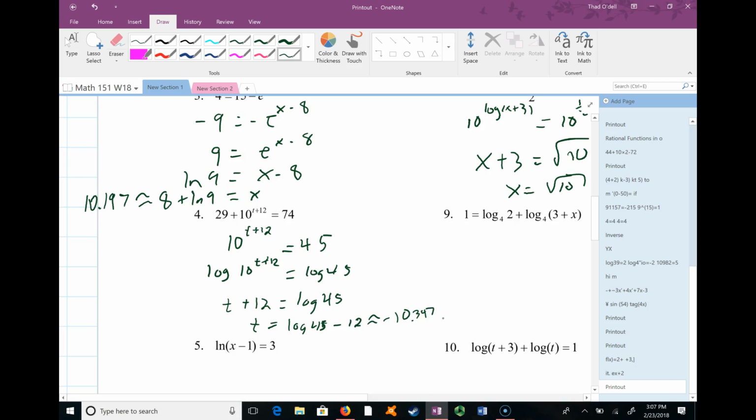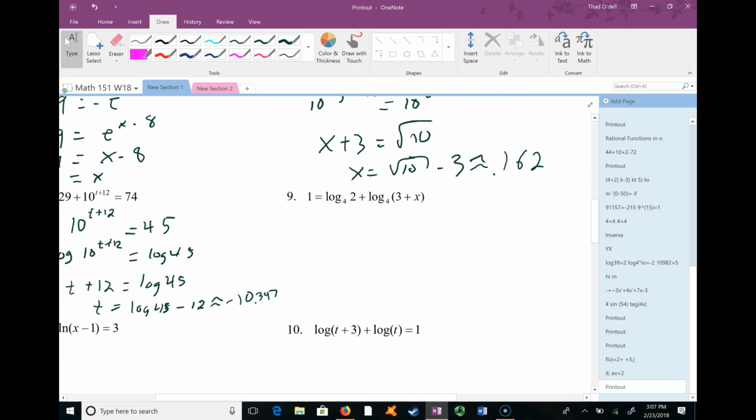Okay. Number 9, let's see this. So we got a log plus a log. That never is a good thing. So if we can combine them into one, that's good. Since they're both the same base, we can. So that's 1 equals log base 4 of, and then we'd multiply these.